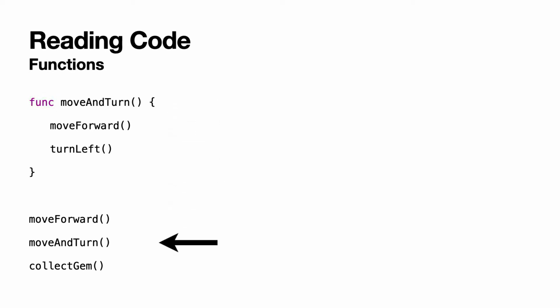So we get on it, we run that code. When we get to our own function, we jump back up to the definition of that function and read through that code top to bottom. Then we resume where we left off.